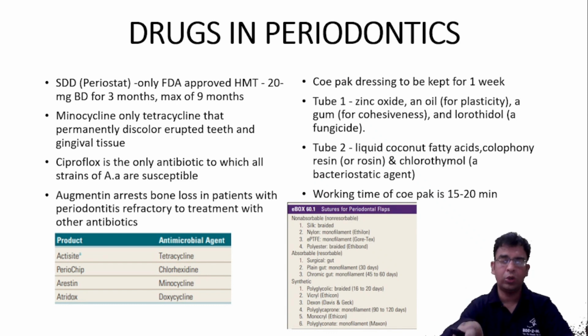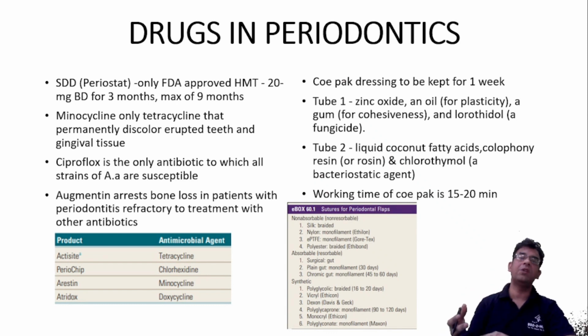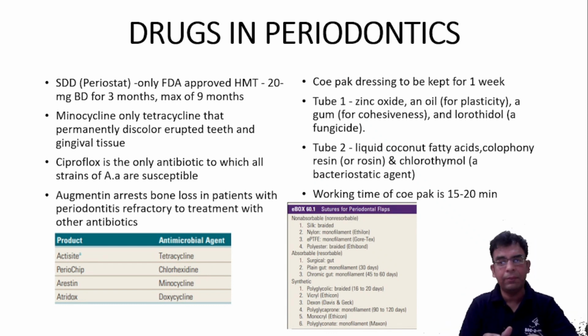Drugs in periodontics, very important. Local drug delivery, systemic antibiotics, host modulation therapy. What can be the agents for host modulation? What are the targets of host modulation? That is important. Submicrobial dose of doxycycline. Please do this correctly. Chemically modified tetracyclines.